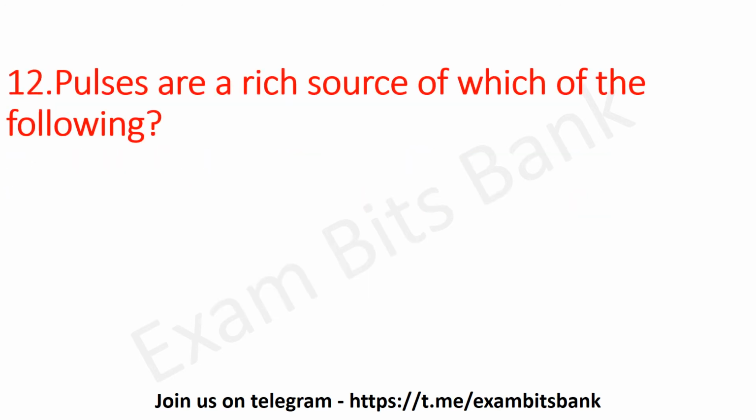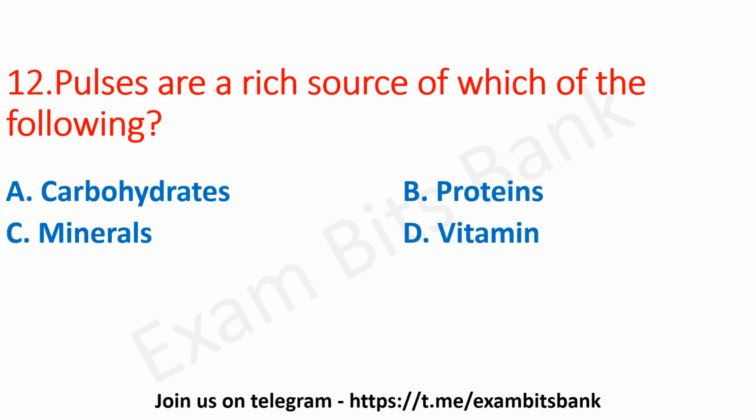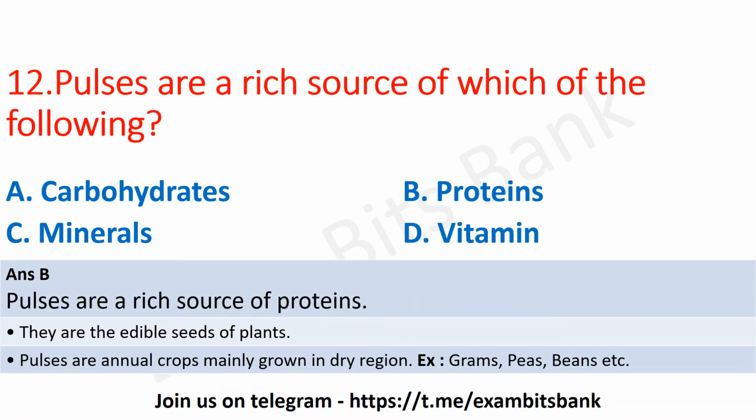Moving on to next question. Pulses are a rich source of which of the following? The options are carbohydrates, proteins, minerals or vitamin. The correct answer for this question is option B. So pulses are a rich source of proteins and they are the edible seeds of plants, and basically pulses are annual crops mainly grown in dry regions. Few examples are grams, peas, beans, etc. are the examples of pulses. Few points to be noted.